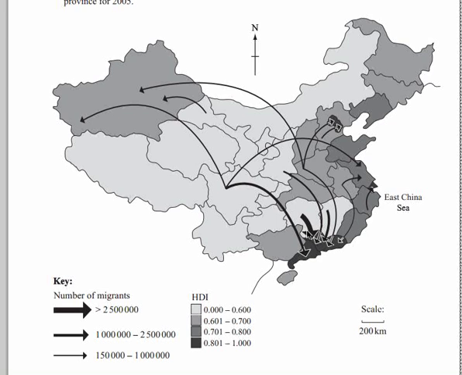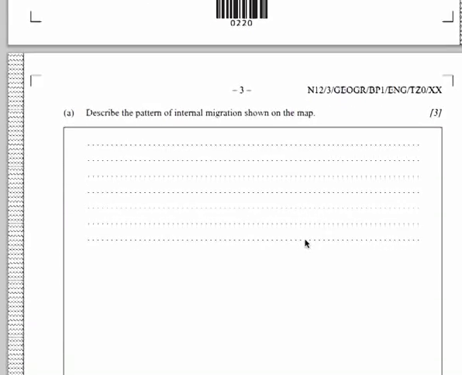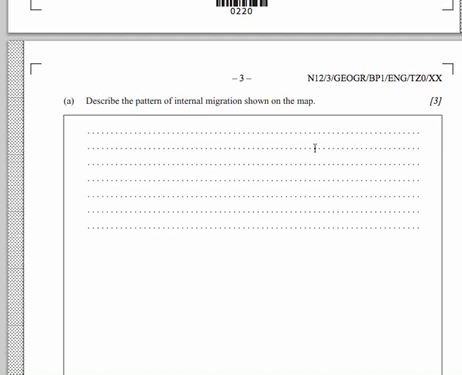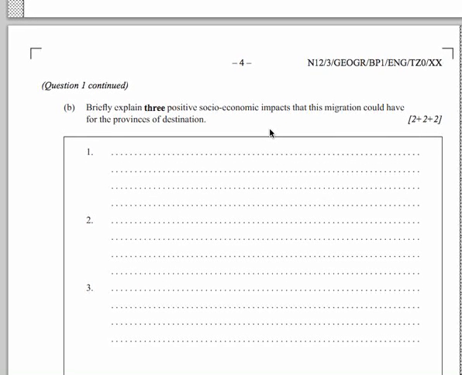And if you dig down further into the figures, you can see here the largest migration, which is from this region to the coastal areas, is actually from the area with the lowest Human Development Index to the area with the highest Human Development Index. So here we can see that drift from low Human Development Index, 2.5 million people moving to the area of high Human Development Index. So there, describe the pattern of internal migration. Having said that, this is only worth 3 marks, so you need to be clear in exactly what you need to talk about.